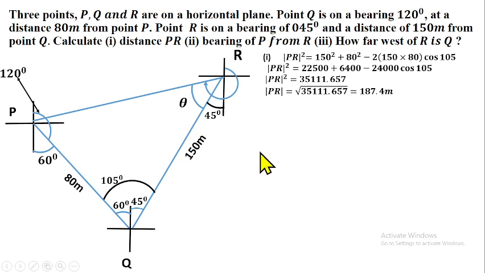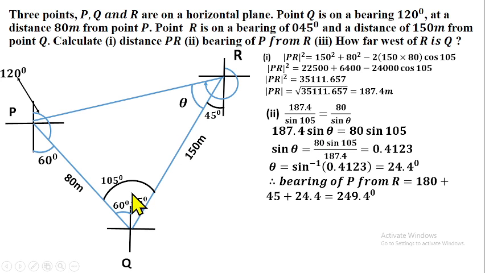We use the sine rule to find that. So that will be this side we have gotten over the sine of the angle facing it, equals the side opposite the angle we are looking for, which is 80 over sine of the angle theta. Cross multiply, we have 187.4 sine theta equals 80 times sine 105. Divide both sides by 187.4. That gives us sine theta to be 0.4123. Theta will be sine inverse of this. That gives us 24.4 degrees.